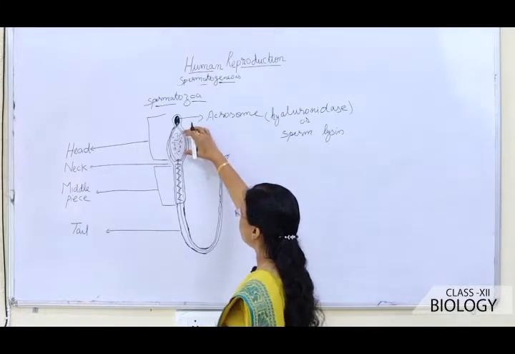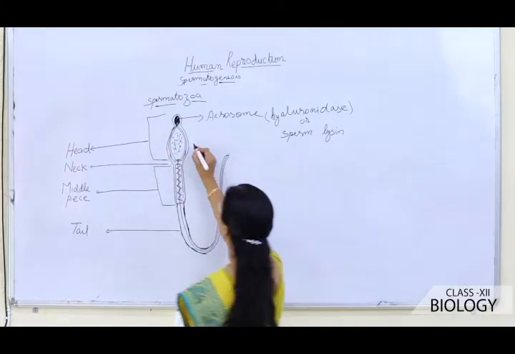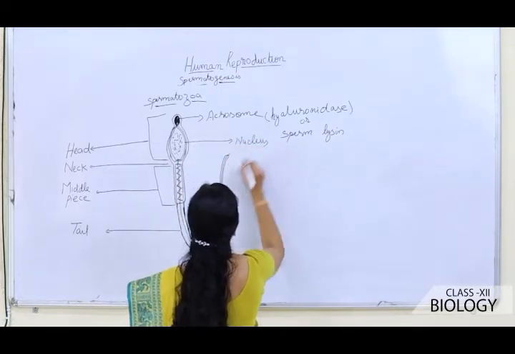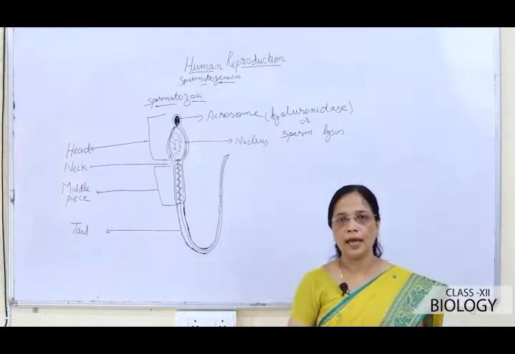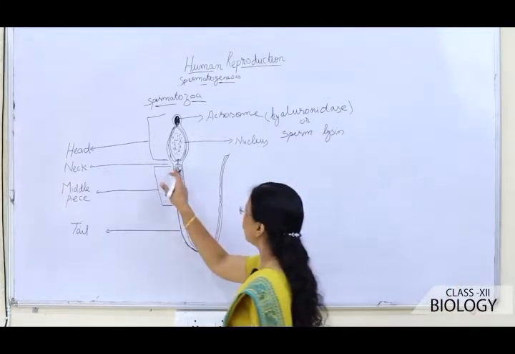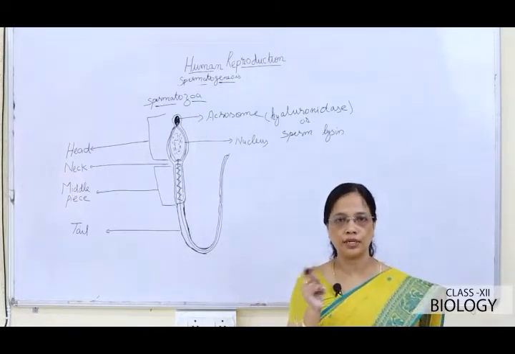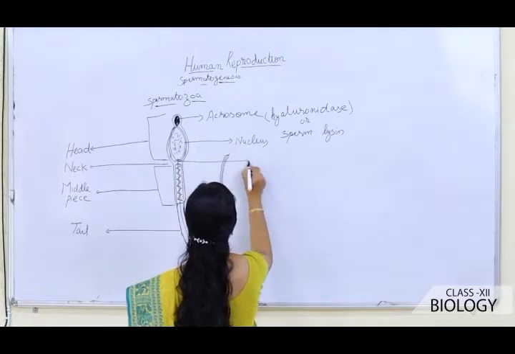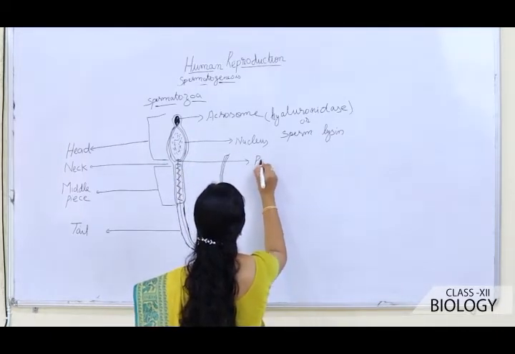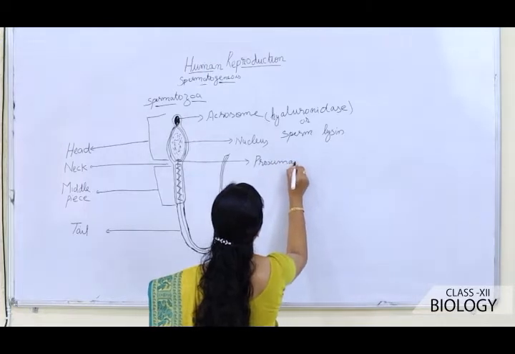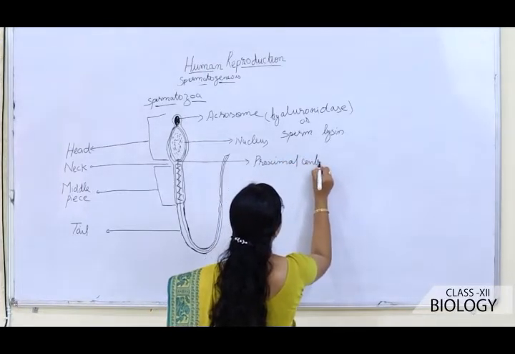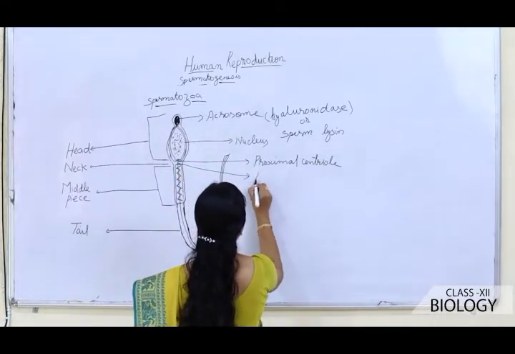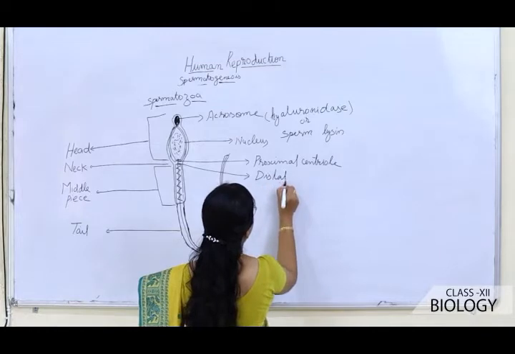Inside the head, you can see the nucleus. So we can label it here as nucleus. Nucleus consists of DNA and basic protein. In the neck region, two centrioles are present: the proximal centriole, which is placed in the anterior region, and the distal centriole.